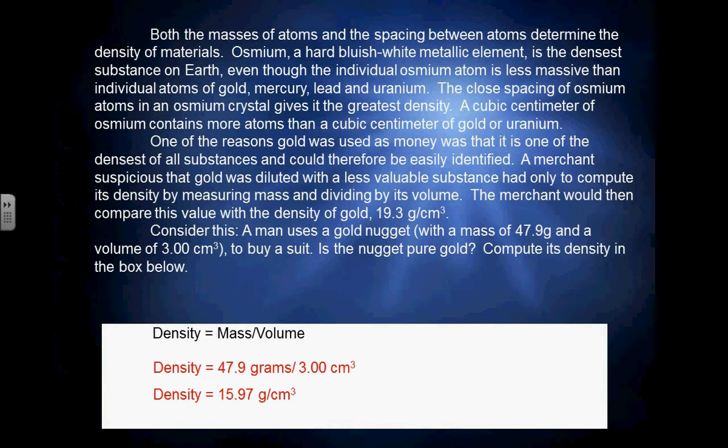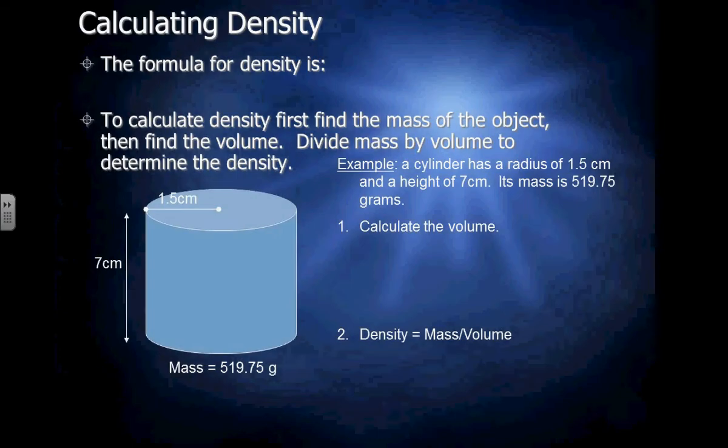What we do with our numbers, we do with our units. So we have grams, we have cubic centimeters, so it's grams per cubic centimeter. So what that means is each cubic centimeter of this material has a mass of 15.97 grams. Okay, so it's telling you how much mass there is in a given volume. All right, so again, formula for density is mass divided by volume. So here I have a cylinder, and I give you some information about that cylinder. You go ahead and calculate its volume and then its density.